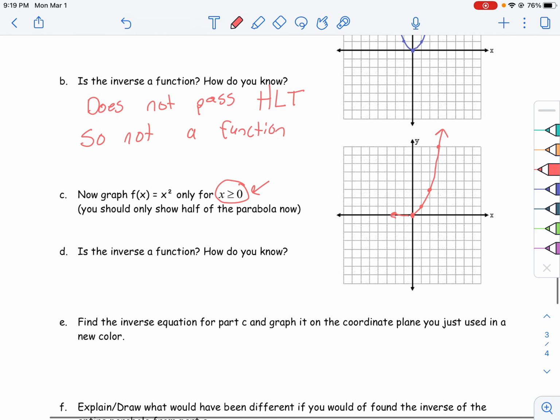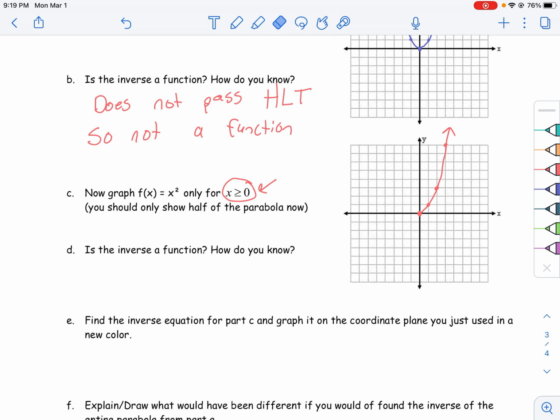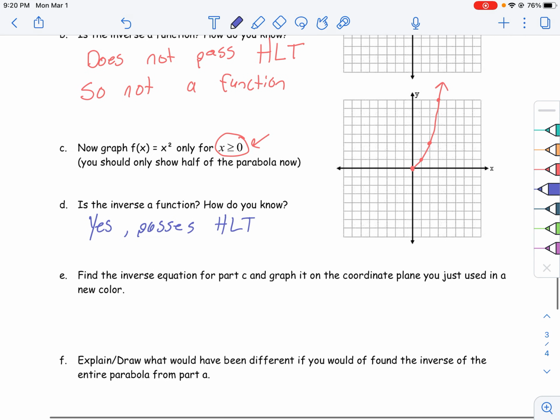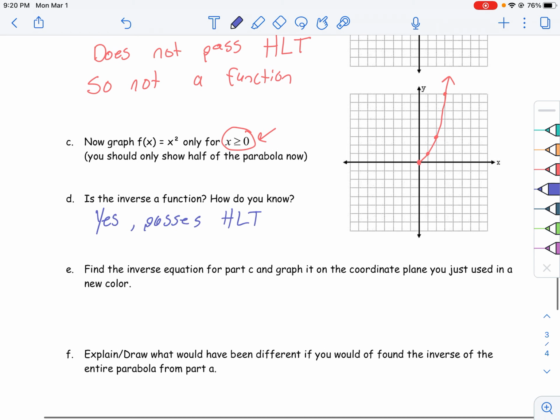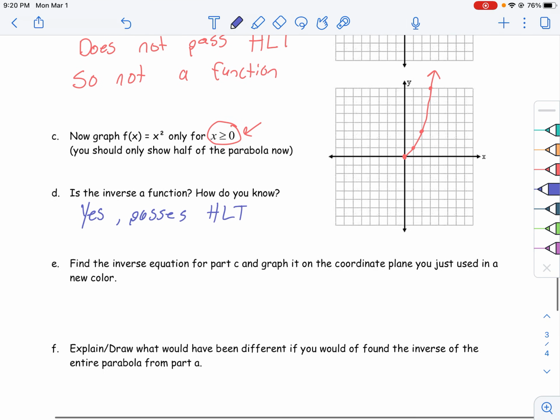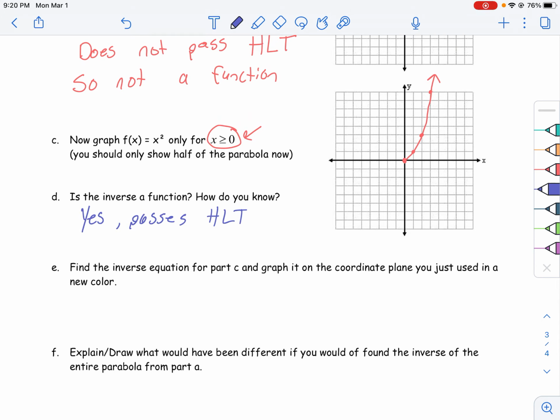Okay? Next, it's saying, is the inverse a function? How do we know? Well, in this case, because we only graphed the right side of this function, yes, the inverse is a function. It passes the horizontal line test, HLT. It says find the inverse equation for part C and graph it on the coordinate plane. You just use a new color.